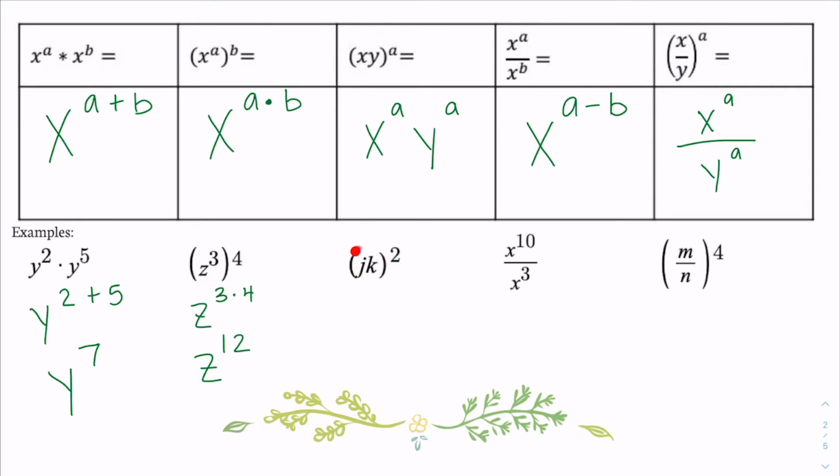Here we have a product, j times k. This is one term squared. So both the j is squared and the k is squared. Here we have that like base of x in both the numerator and denominator. So x to the 10th divided by x cubed, we subtract, and 10 minus 3 gives us 7. And then here we have the quotient m divided by n raised to the power of 4. So that's m to the 4th divided by n to the 4th.